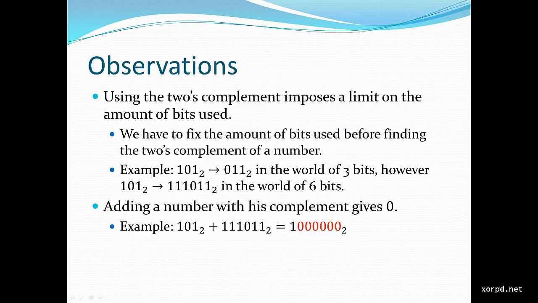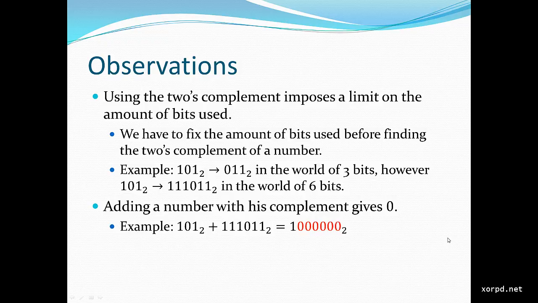Some observations regarding the 2's complement. Using the 2's complement imposes a limit on the amount of bits used. That means we have to fix the amount of bits used before finding the 2's complement of a number. For example, let's look at this number, 101 in base 2. It will turn into 011 in the world of 3 bits if we invoke the 2's complement operation. However, it will turn into this number, 111011, in the world of 6 bits. So it does matter. We have to make our choice in the beginning.